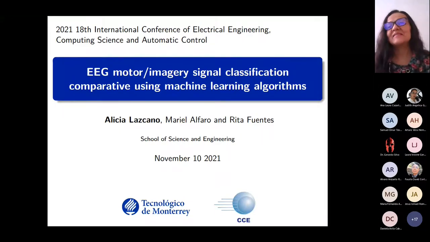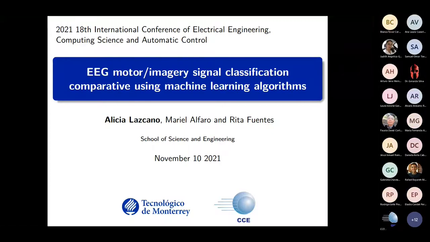Thank you. Well, I'm introducing myself. My name is Alicia Lascano. I'm a PhD student in Computer Science and Technology at Monterrey. I'm going to talk about EEG motor imagery signal classification, a comparative using some machine learning algorithms.